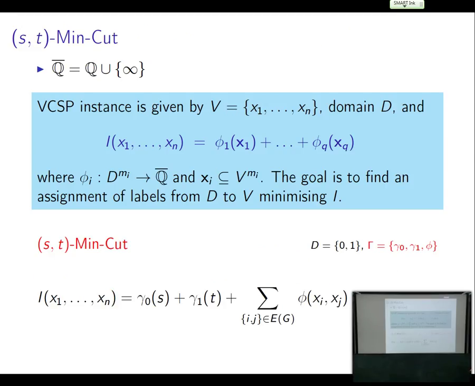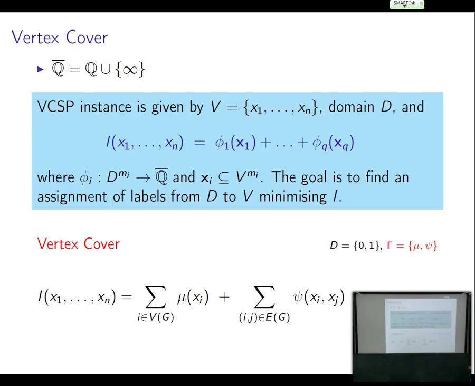So in the first example we saw seven minutes ago, the s-t min cut example, here's an example of a language. D is {0, 1}, a fixed domain, and capital Gamma consists of gamma 0, gamma 1, and phi. That language allowed us to express the s-t min cut problem, but it's easy to see that it's the other way as well. In fact, any instance built over this language can be solved using the s-t min cut problem, because these functions don't allow you to do anything else. Okay, the vertex cover: again, this is an example of an intractable language.